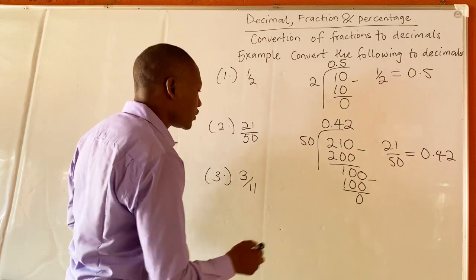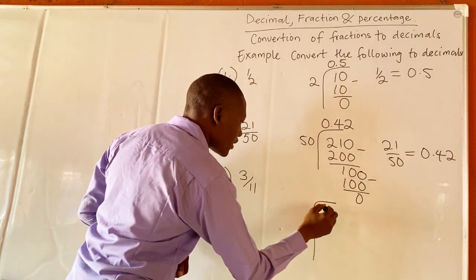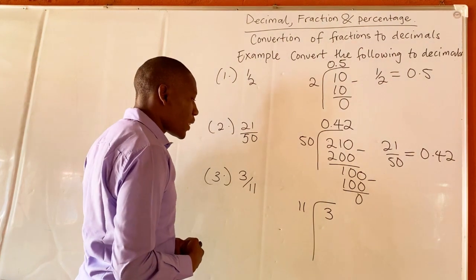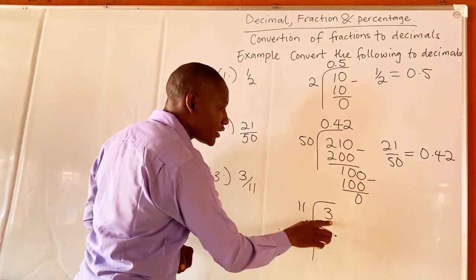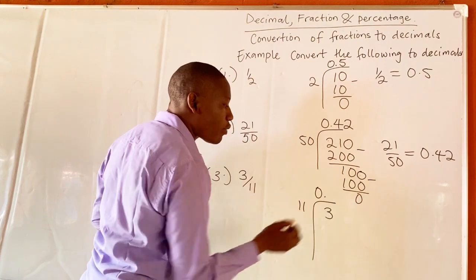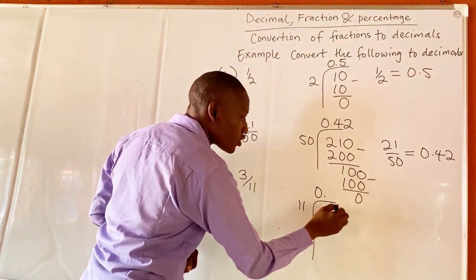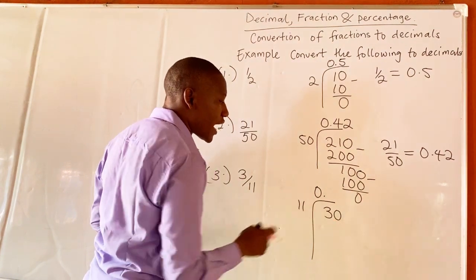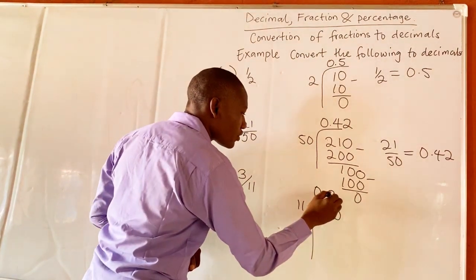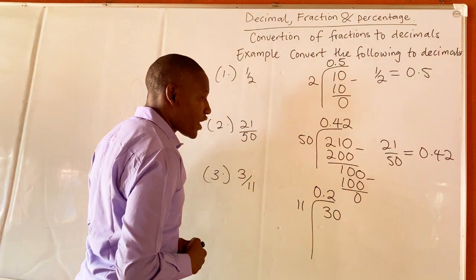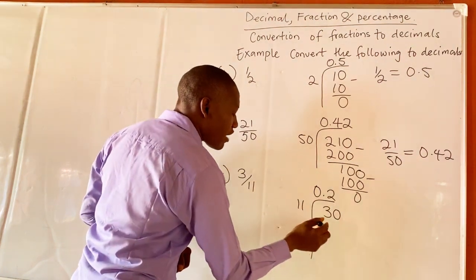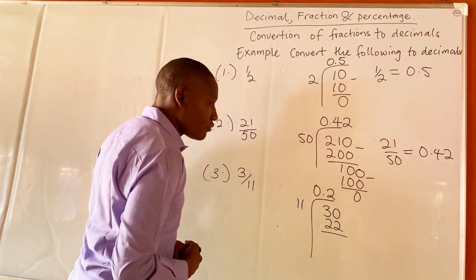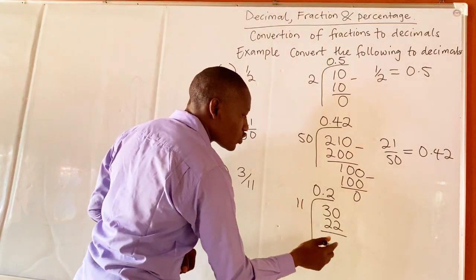Now, the last one, we have 3 divided by 11. This is what we have. Now, how many 11 do we have in 3? We have 0, we add a point. Now, we add 0 to make 30. How many 11 do we have in 30? We have 2. Now, 2 multiplied by 11 is 22. Now, 30 minus 22 is what?